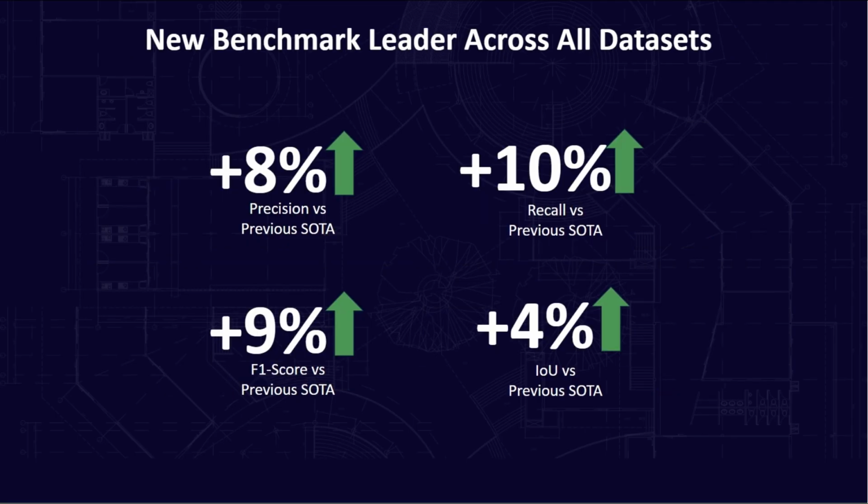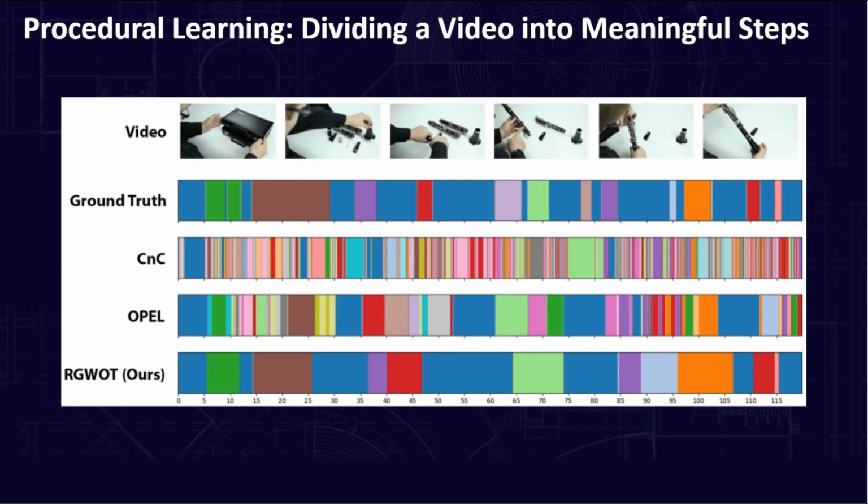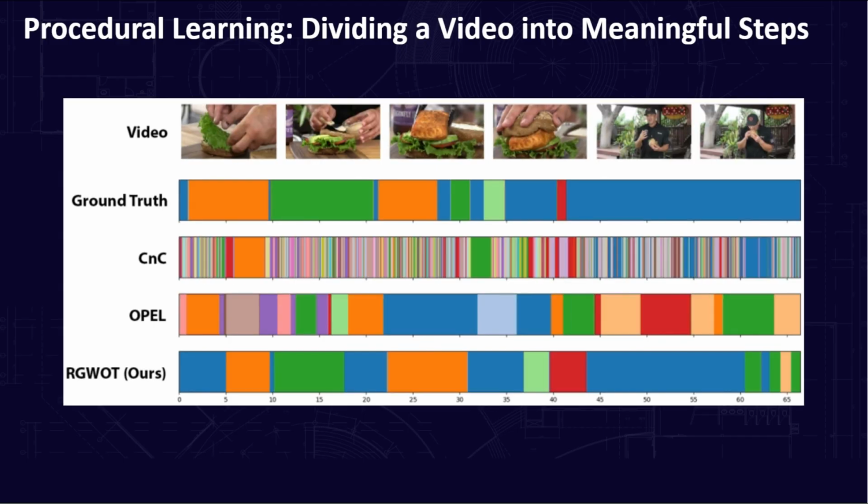Our method outperforms prior procedure learning approaches across every key metric: precision, recall, F1 score, and IOU. The following pictures show qualitative results of our method compared with previous state-of-the-art methods and ground truth. As can be seen, our method RGWOT identifies key steps in order and segments actions more accurately than previous state-of-the-art. Here is another example. The RGWOT model aligns tasks significantly closer to the ground truth and avoids over-segmentation. This visualizes the superior procedure learning capabilities of RGWOT over previous works.